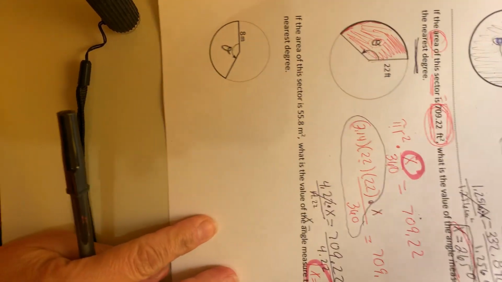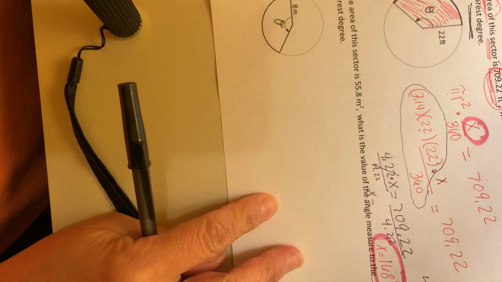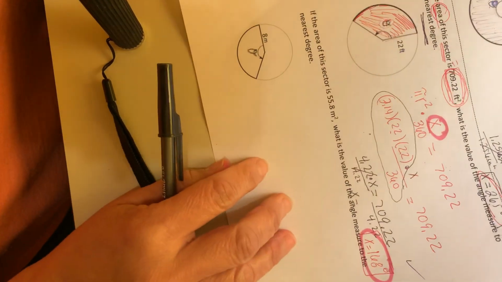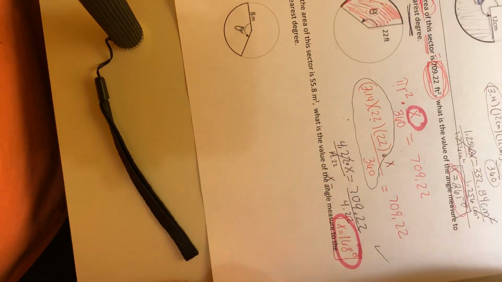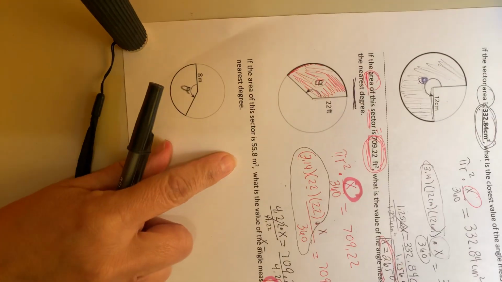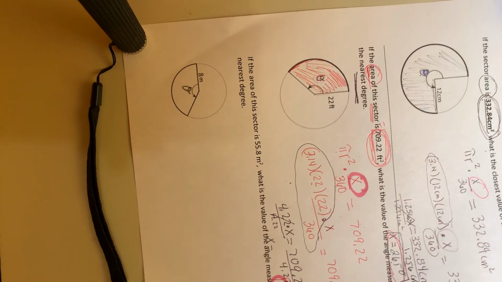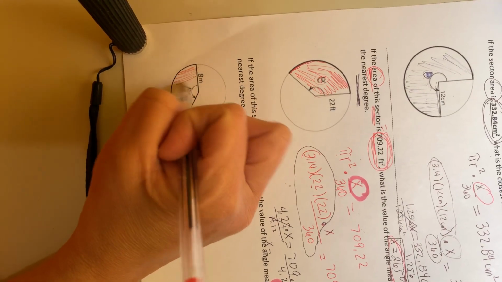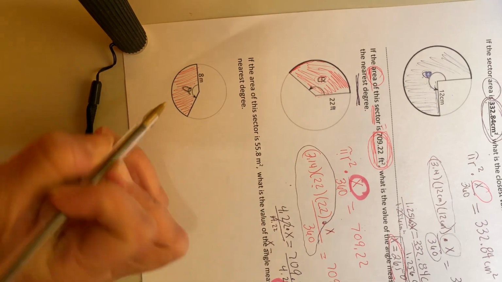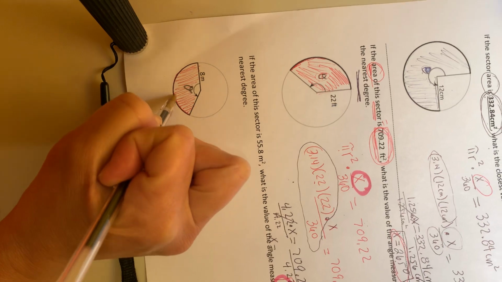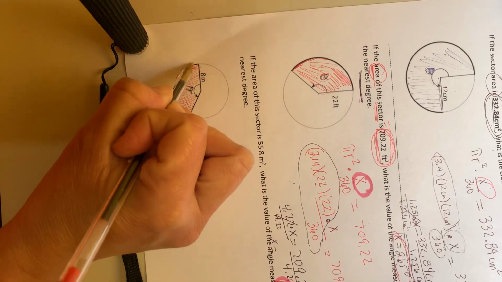Okay, last one. If the area of this sector is 55.8 meters squared, what is the value of the angle measured to the nearest degree? So it's giving you the area of this sector right here. The way you know is because it's highlighted. See how it's highlighted like this? That's how it will be on your assignment. It'll be highlighted. So it wants this piece here.